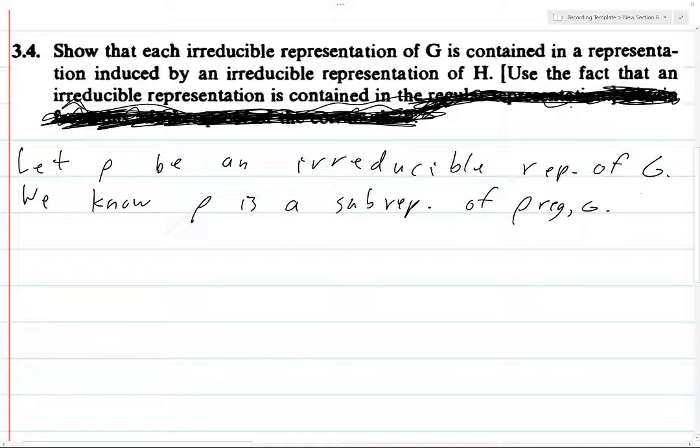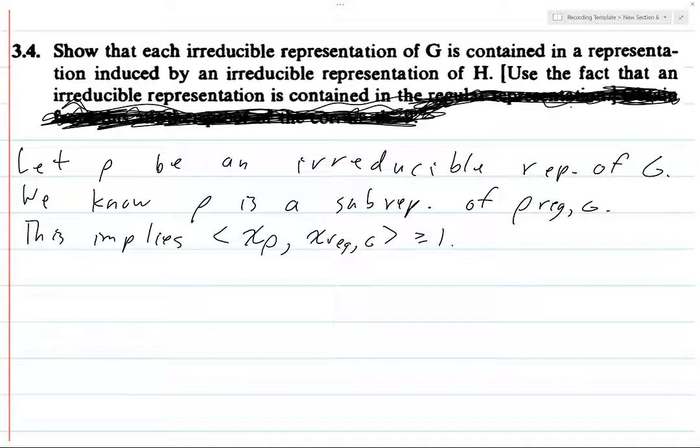Okay. Now this implies that the inner product of chi rho with chi reg G is greater than or equal to 1, because this inner product is the number of times that the regular representation of G contains rho, and it contains it at least once, but it could contain it more than one time.